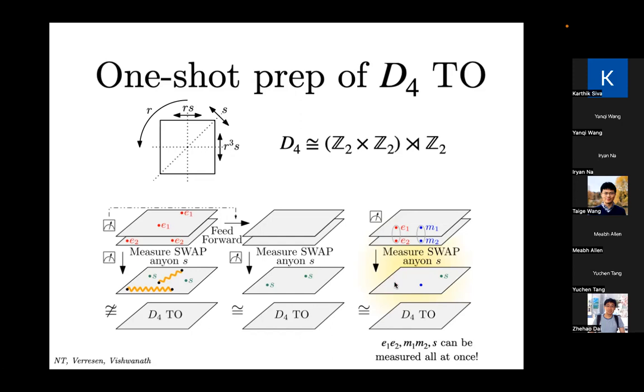So you can delay the measurement and actually measure all three of them at the same time, and that will give you D4 topological order. That's the amazing part. You can measure E1E2, M1M2, and the swap symmetry all at once. So you prepare some complicated state, measure once, and you get D4 topological order.